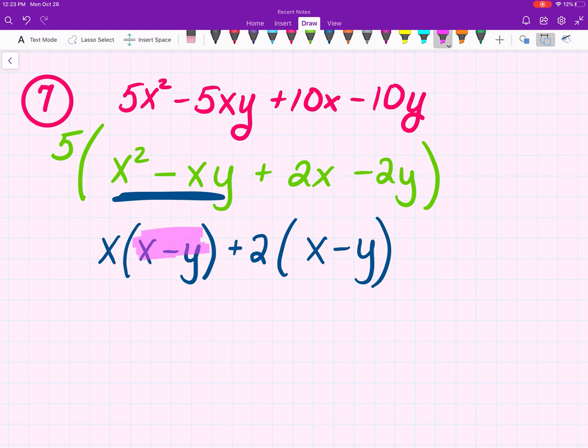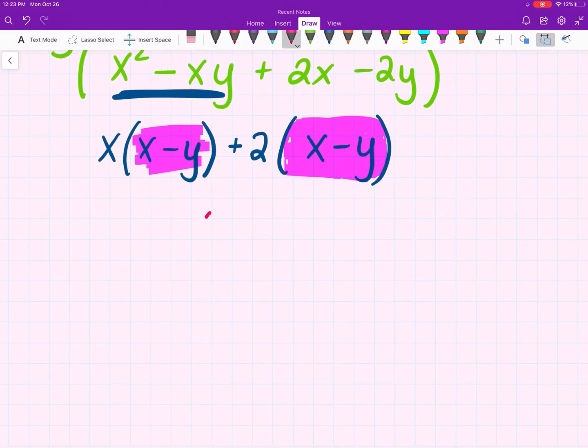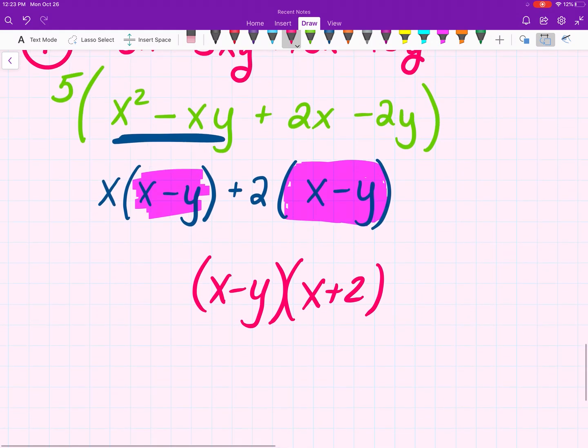If our two chunks match, we probably did this right, unless we're just making up numbers to make it work. You want to check after you do it so that you're not just making up numbers, okay? And what's our chunk? X minus y. So that's what we're going to write down as our chunk. What's left over after we take off the x minus y and write it down? What's left over is x plus 2. Oh, don't forget our little 5 that was hanging out up here waiting to come down. Okay? And there we go.